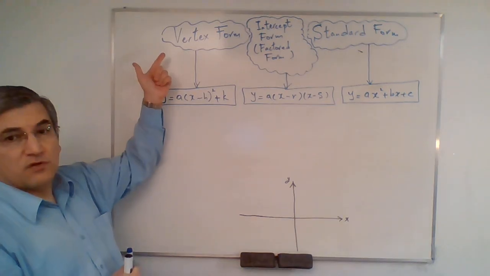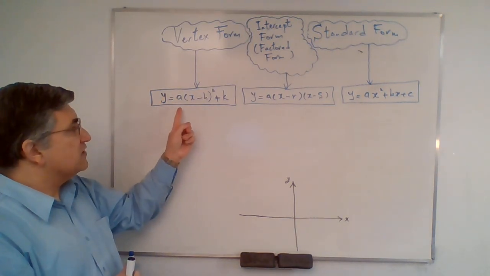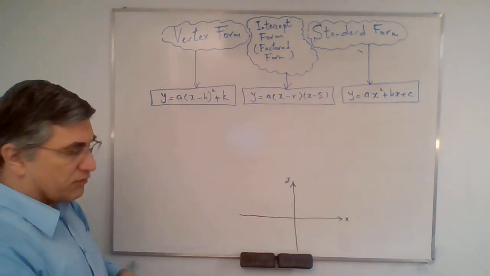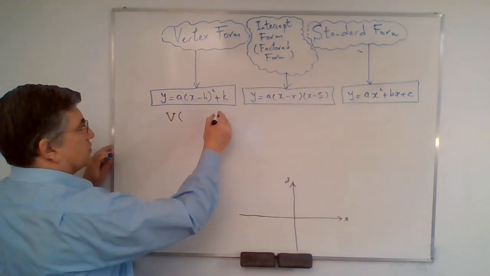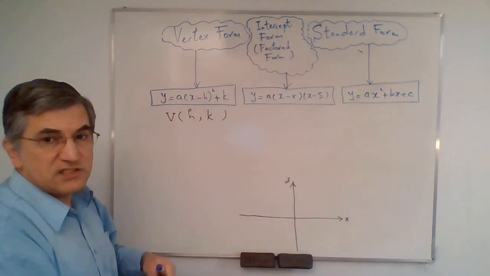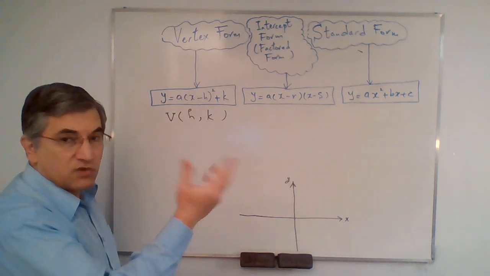The first form is called the vertex form, which we have already learned. It's in the form of y equals a times x minus h squared plus k. And in this form, we know that the vertex of the parabola is located at h comma k. So from the equation, we can easily find out what the coordinates of the vertex are.